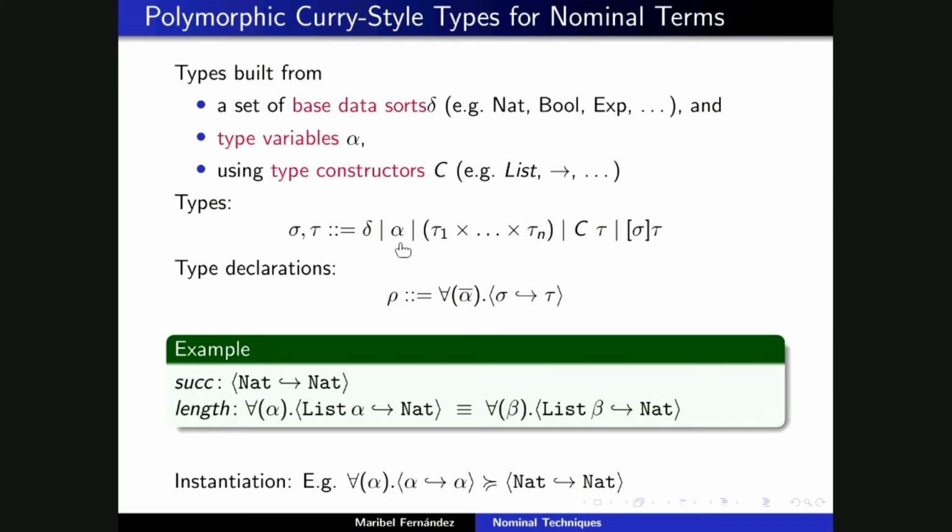We could also create a nominal language for types, but this is just a standard type language with constant types, base types like nat, bool, etc., variables like alpha, beta, etc., and type constructors, tuples, product types, and this thing to denote an abstraction. So yeah, they are not specifically nominal, they are just normal types, these ones.